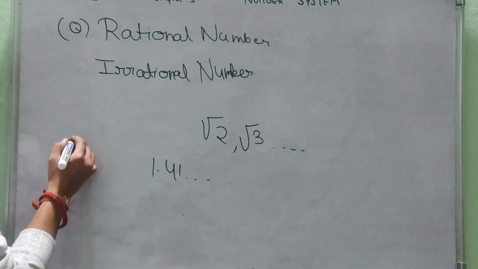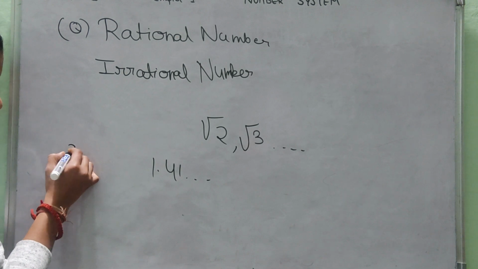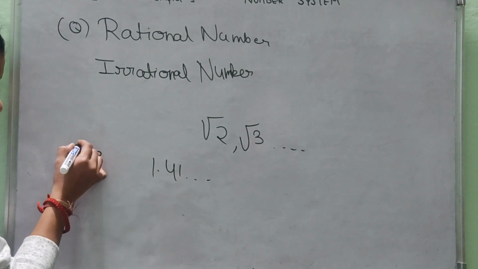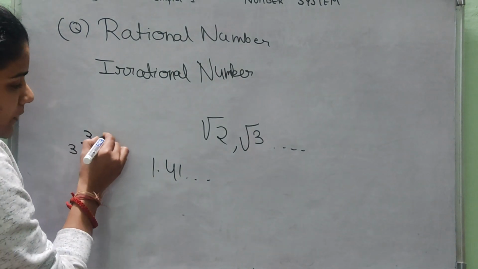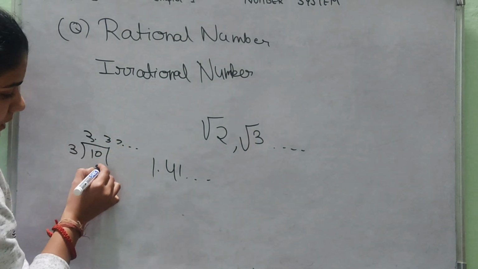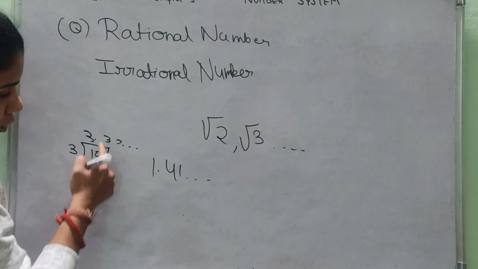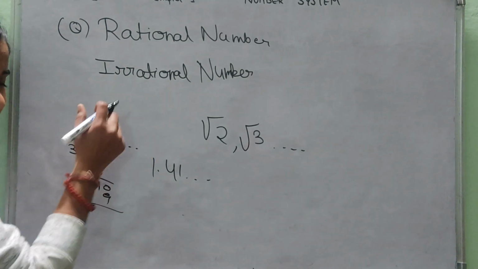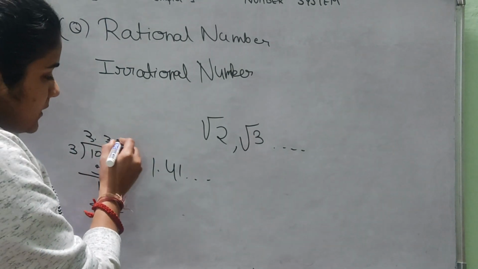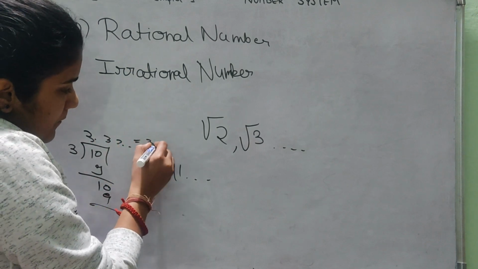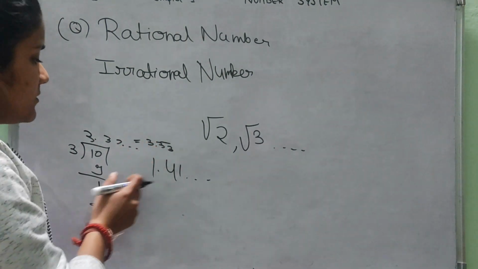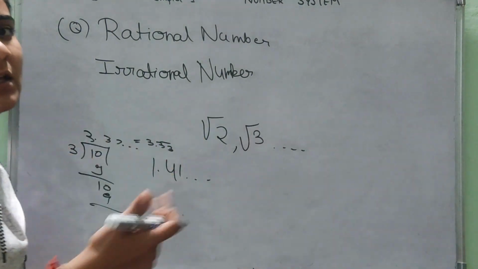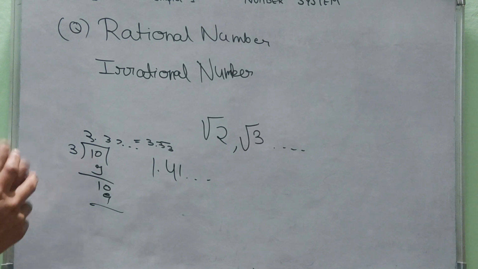Like when we divide 10 by 3, we get 3.333 up to infinity, right? 9, 1 left, again adding 0, point, 9 added, and so on. This can be written as 3.3 bar. Bar is the sign that the number is occurring repeatedly.